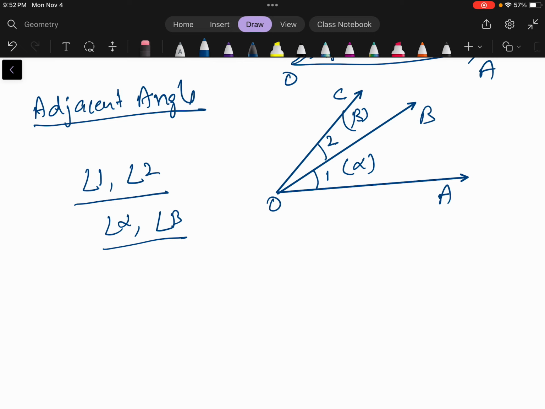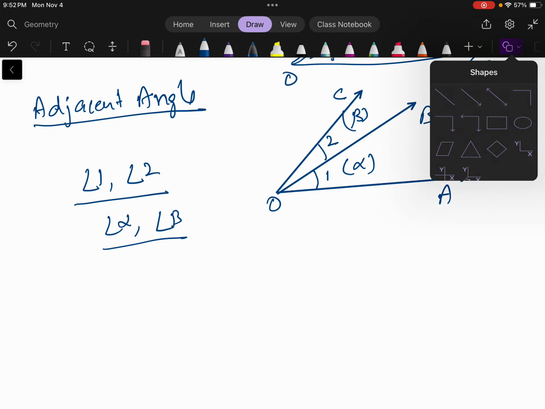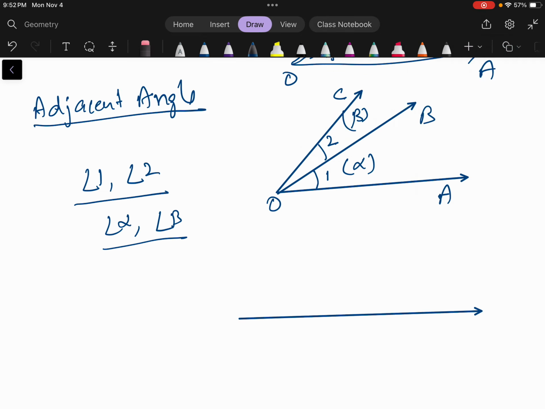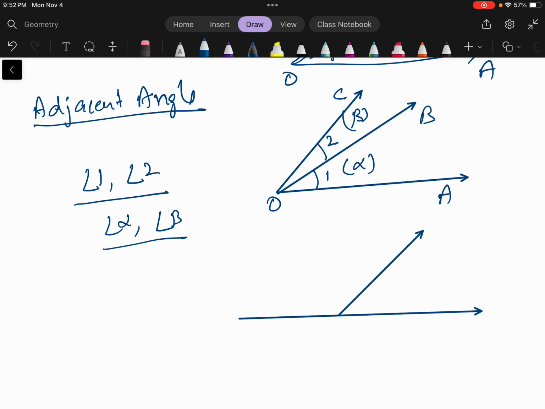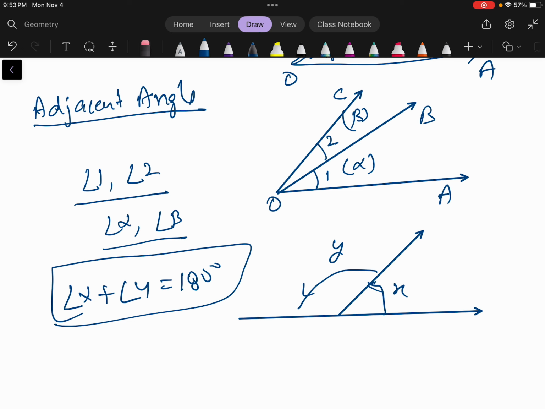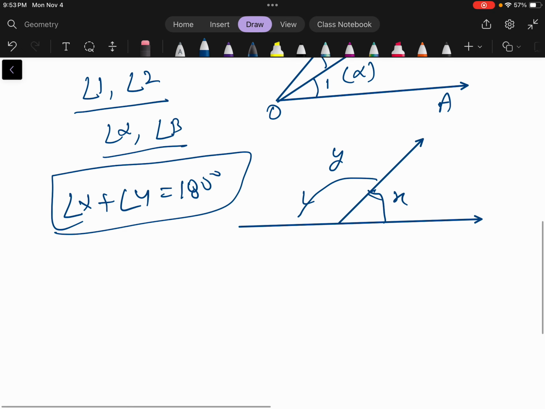Another one is the linear pair of angles. Let's take an example. We have a line, and on this line we have an angle x, which is one angle, and another angle y. So we can say angle x plus angle y is equal to 180 degrees. This is the linear pair.